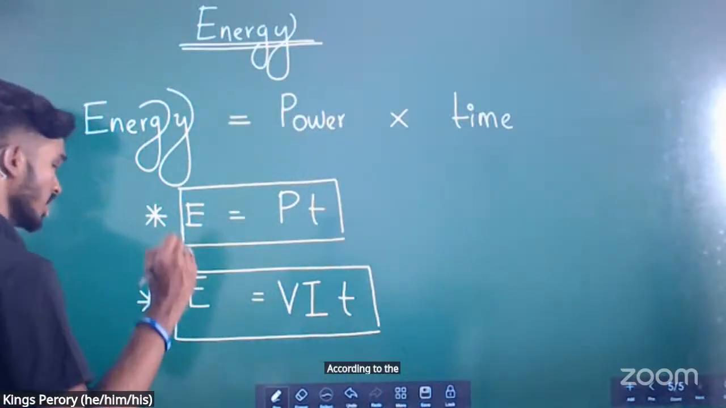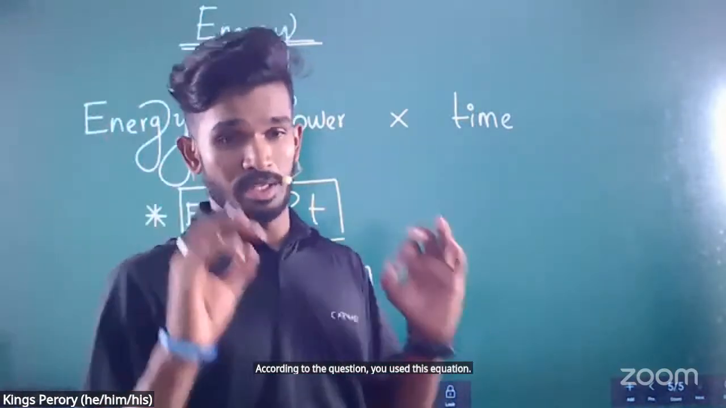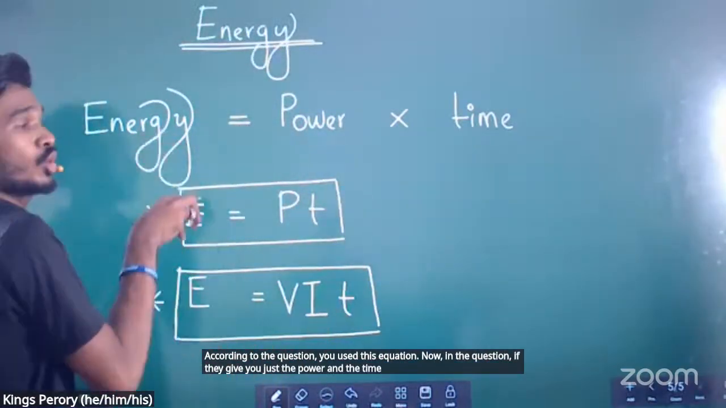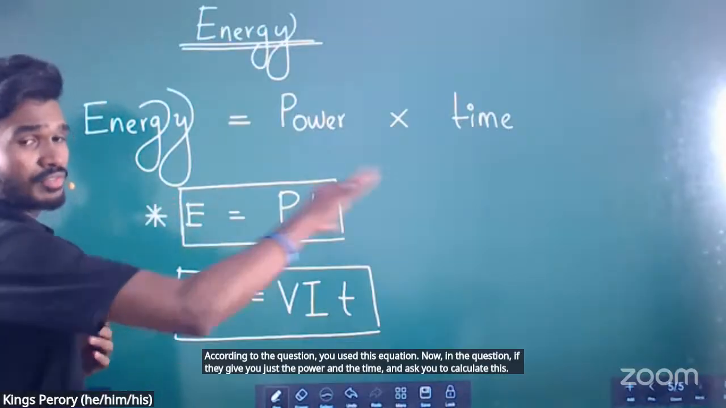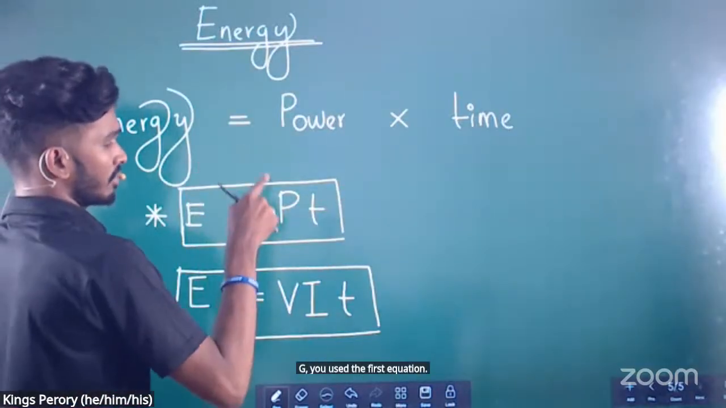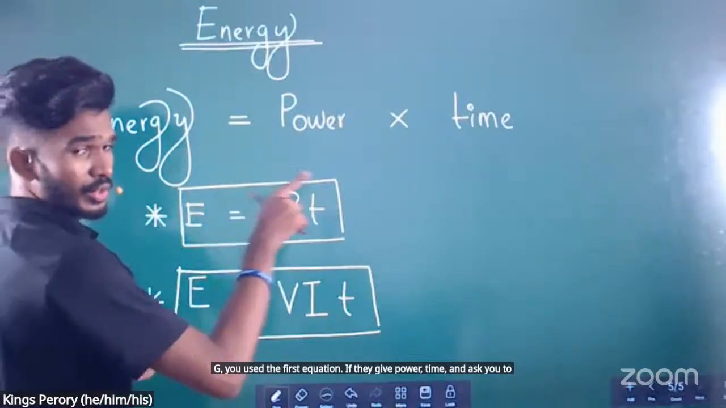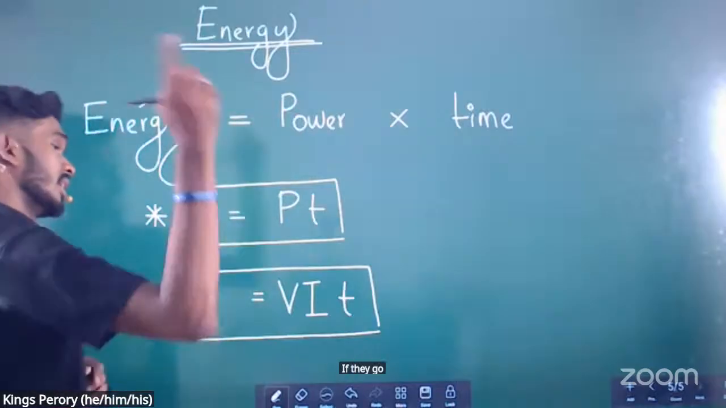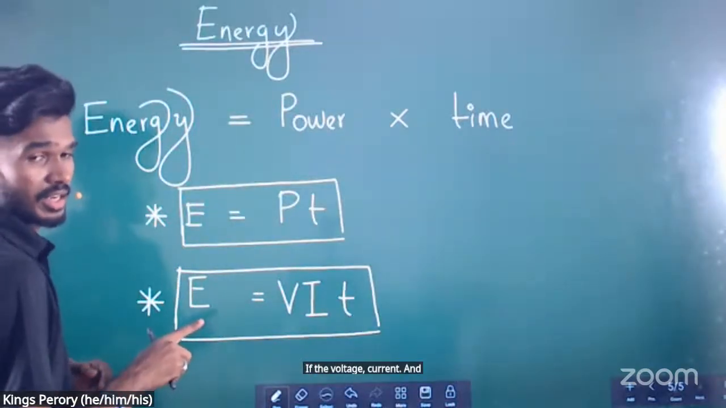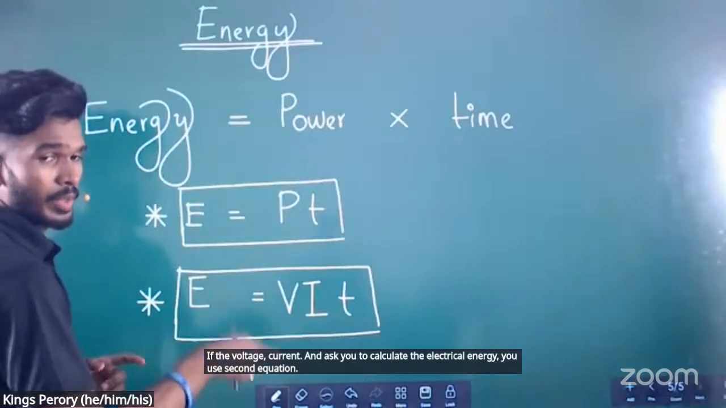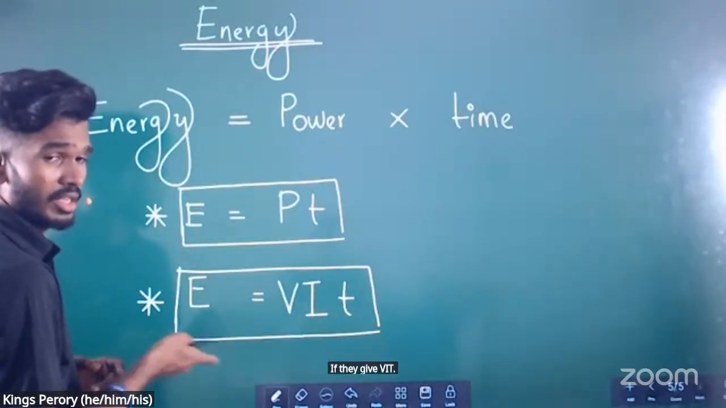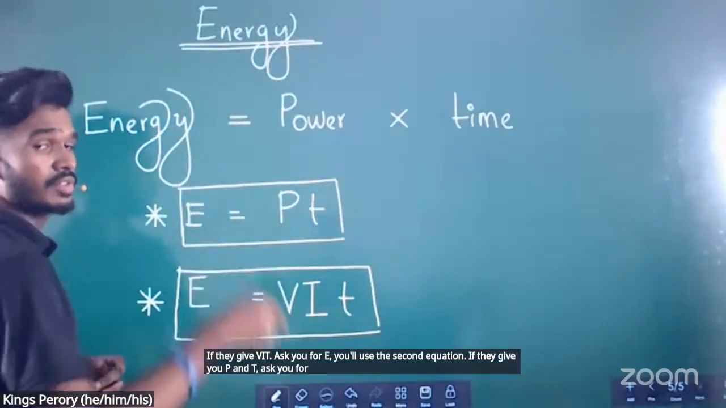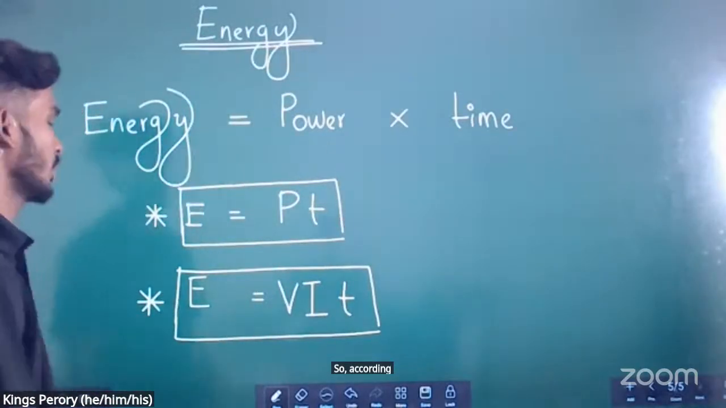According to the question, you use this equation. Now, in the question, if they give you just the power and the time and ask you to calculate the energy, you use the first equation, E equal PT. If they give voltage, current, time and ask you to calculate the electrical energy, you use the second equation. If they give VIT and ask you for E, you use the second equation. If they give you P and T and ask you for E, use the first equation. So according to the question, use the equation.